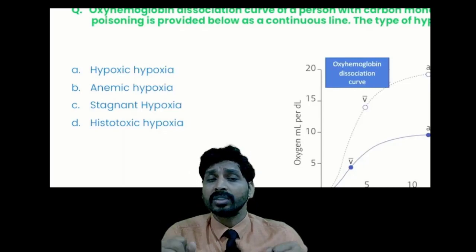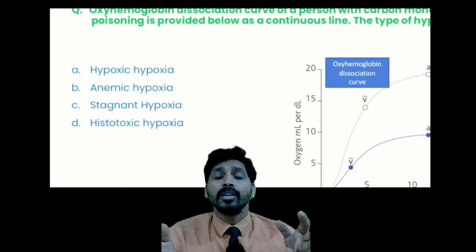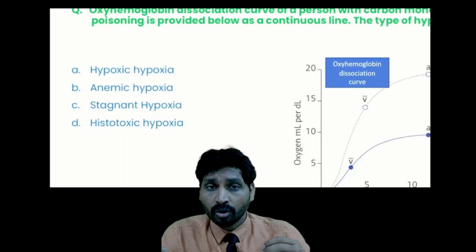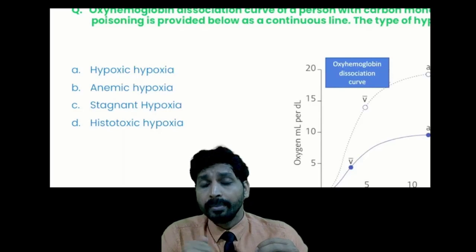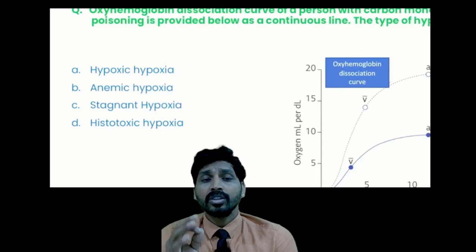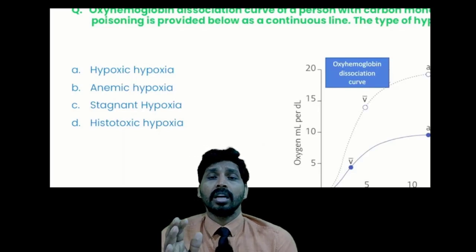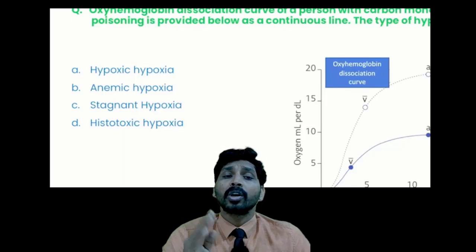So what happened? Because of this, the oxygen carrying capacity of the hemoglobin decreases and RBC cells will be fragile. That is the reason in carbon monoxide poisoning the curve shifts towards the right side, and you can make out anemic hypoxia. Here it is related to hemoglobin, so it is anemic hypoxia. In the carbon monoxide poisoning oxygen dissociation curve, there is a decrease towards the right side because of anemic hypoxia.